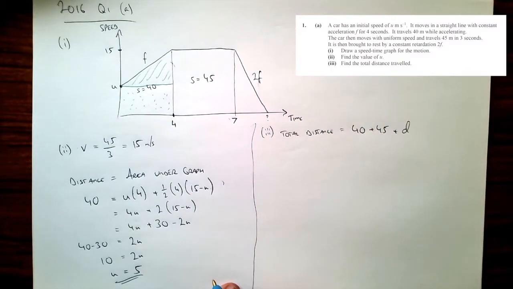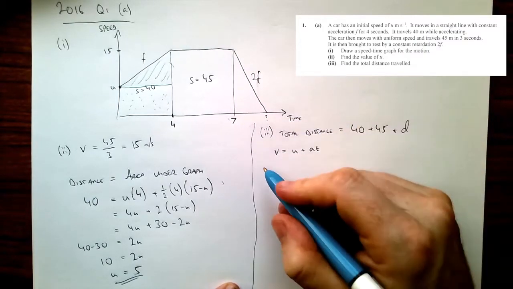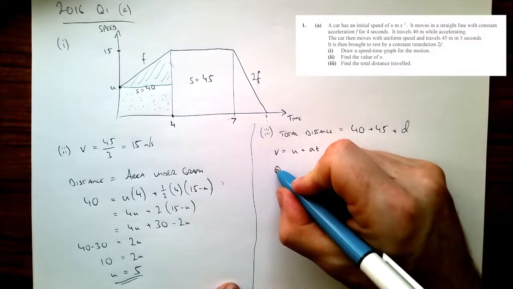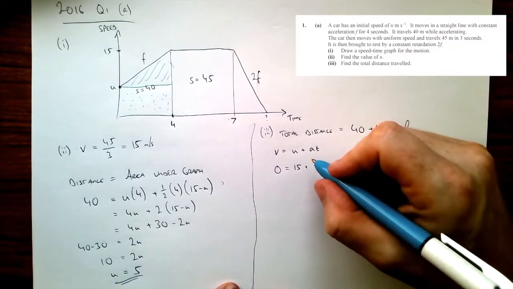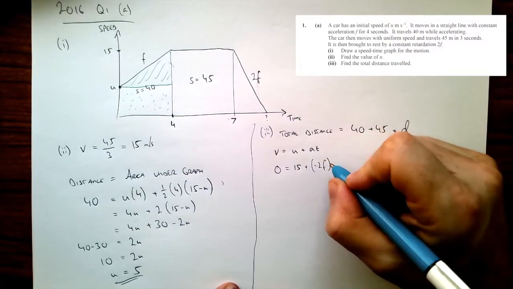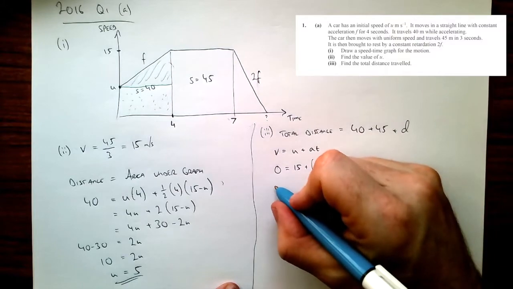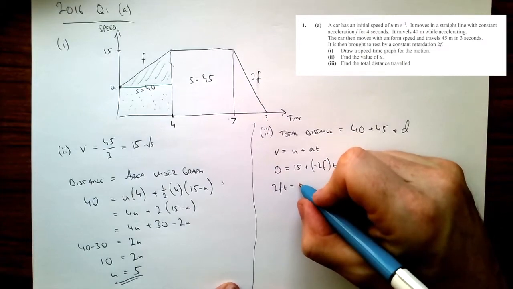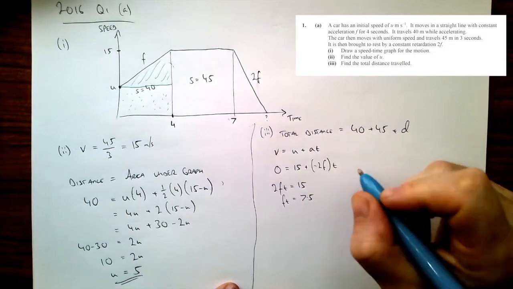How long did it take? Well, v equals u plus at. I know the final, careful this one, the final speed in this is going to be 0. The initial one was 15. The acceleration is minus 2f, and there's my time. All right, so let's tidy this up. 2ft equals 15. ft equals 7.5. So I'm getting there, but I'm not really there yet.